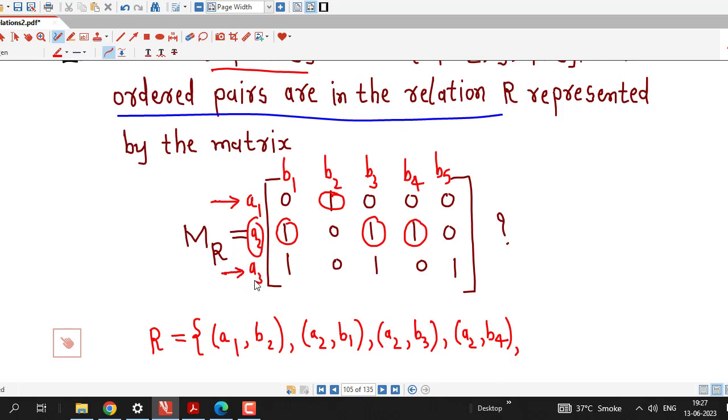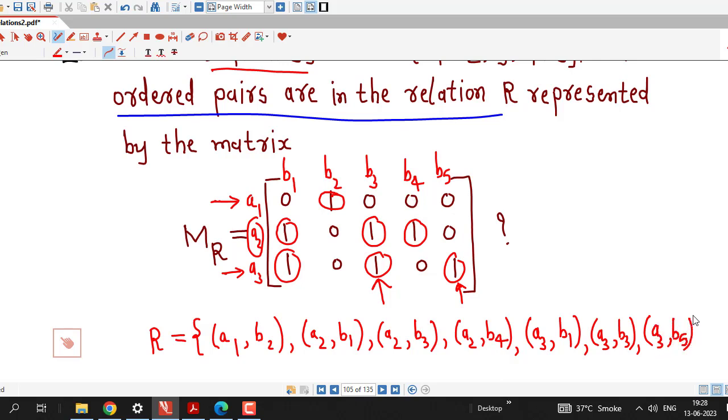Then we check for the third element a3. So here also I have 3 ones. So (a3, b1) because there is a 1 at this position. Then corresponding to this one the ordered pair is (a3, b3). And corresponding to this one the ordered pair is (a3, b5). So in this way we can write down the relation from the relation matrix also.